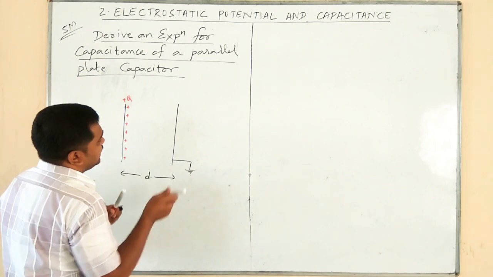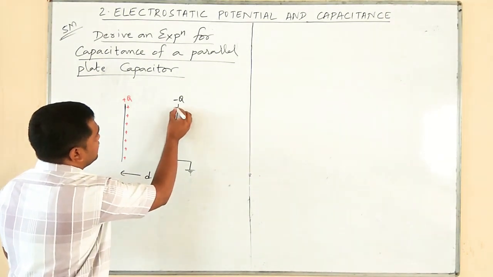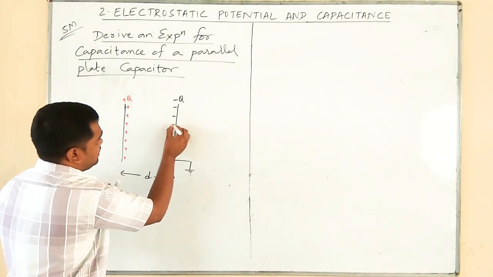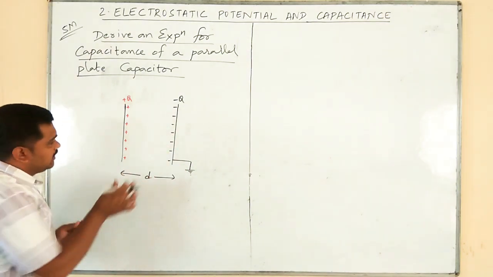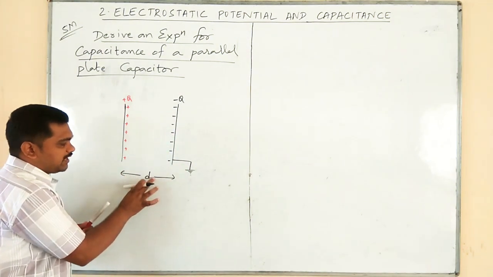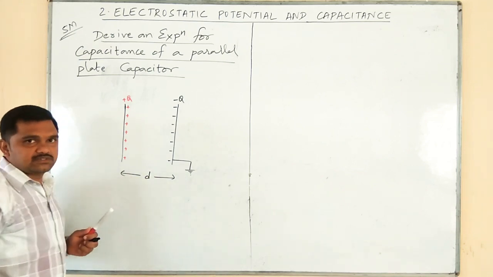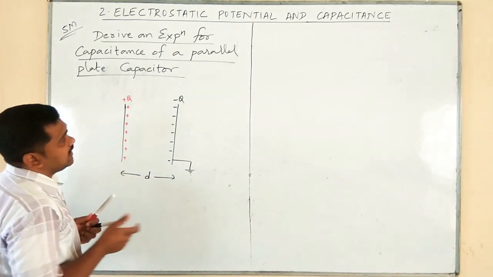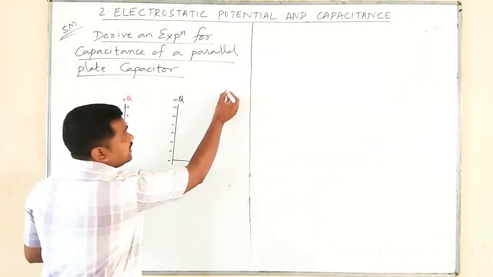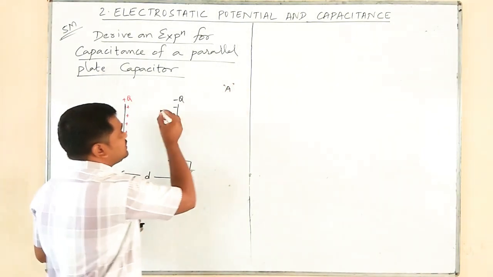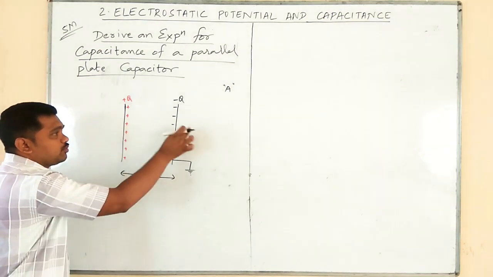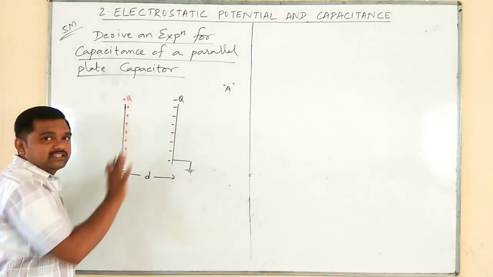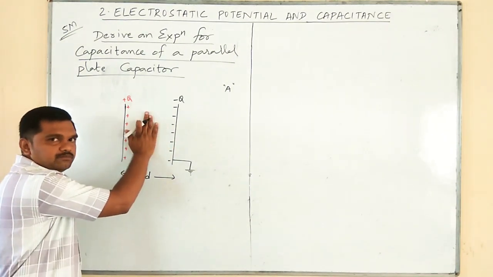Similarly, minus Q is the charge present on the second plate, the other plate, like this. Now, these two plates are separated by a distance of some small d. Let capital A be the area of each plate of this parallel plate capacitor. Now, the space between these two plates is having nothing, otherwise vacuum.